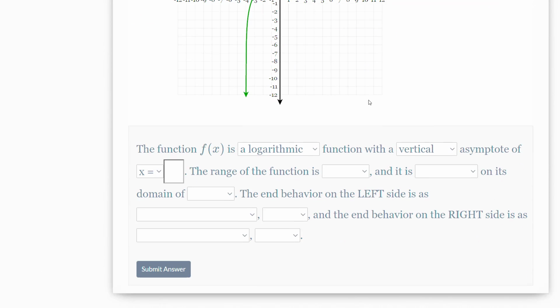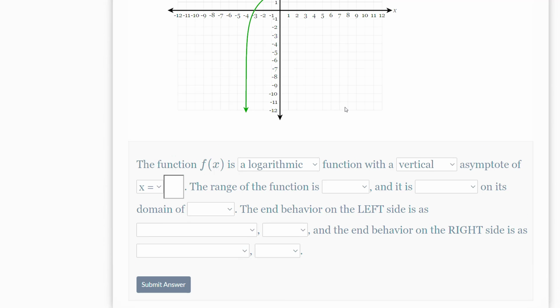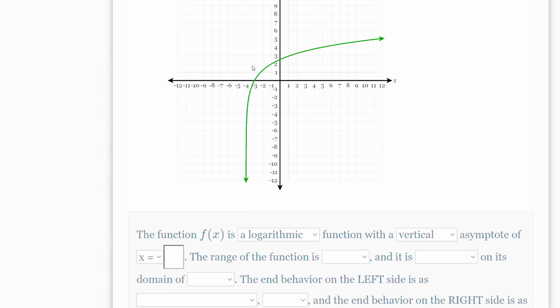If it's logarithmic, it always has a vertical asymptote. Vertical asymptotes always look like x = something. So go find the vertical asymptote that this thing is hugging up to. It looks like about -4, up and down, right here at -4. Imagine that line. So that's going to be it. That's all there is to that. So we'll type that in.